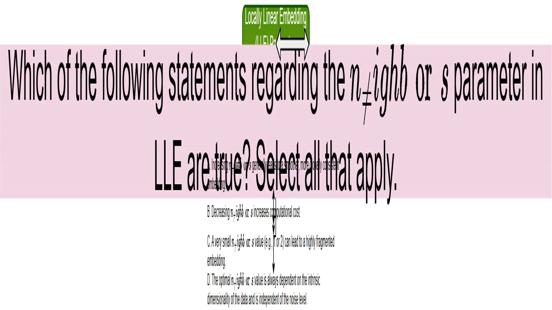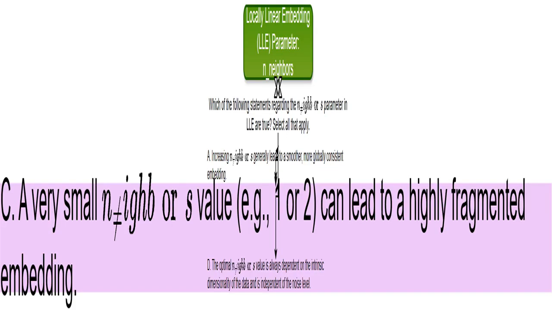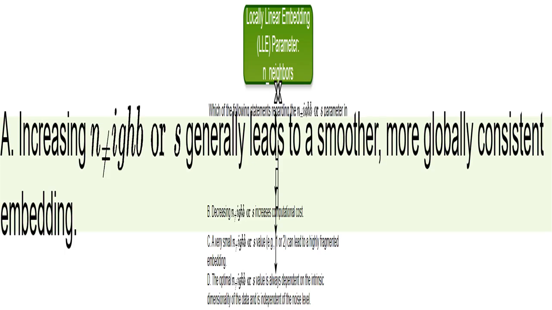This question asks you to identify correct statements about the n_neighbors parameter in the locally linear embedding (LLE) algorithm. Let's break down each option. I find that a small number of neighbors for each data point in LLE can lead to a fragmented embedding. Imagine trying to reconstruct a puzzle with only one or two pieces at a time. You'd likely have many small, unconnected clusters. That's similar to what happens here. The limited local information makes it difficult to connect points globally. I see that this statement is incorrect.